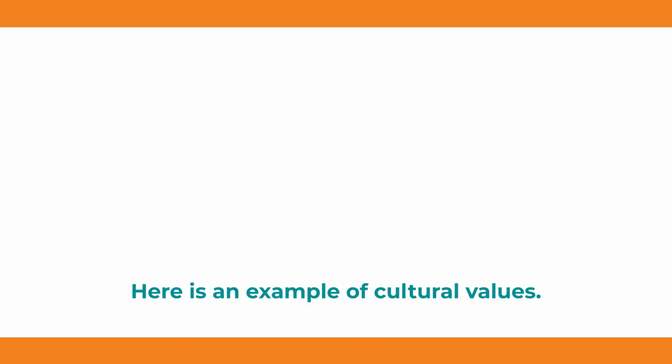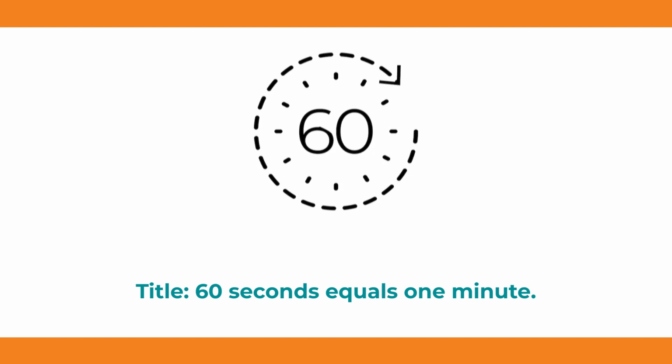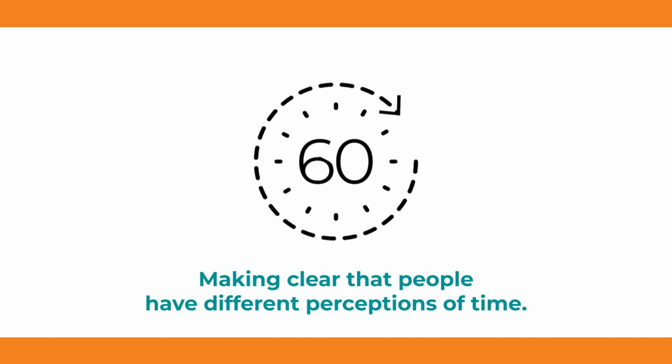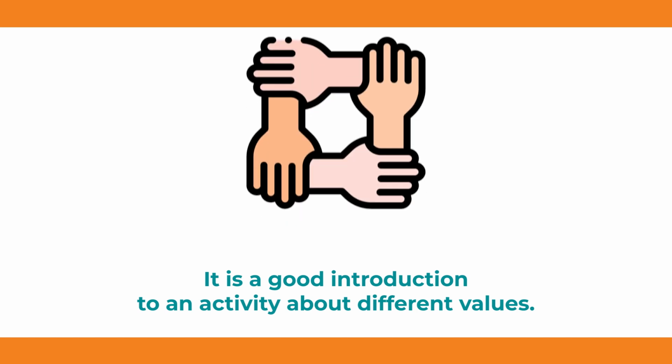Here is an example of cultural values. Title: 60 seconds equals 1 minute, or does it? Description: making clear that people have different perceptions of time. It is a good introduction to an activity about different values.